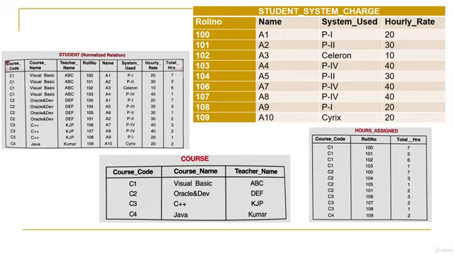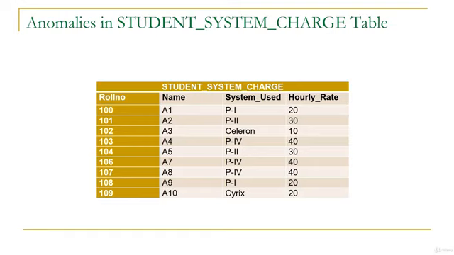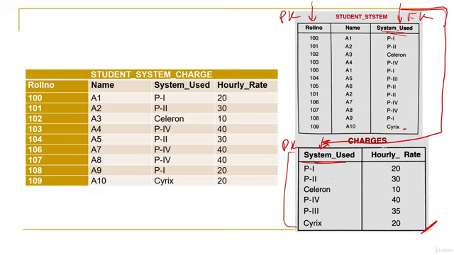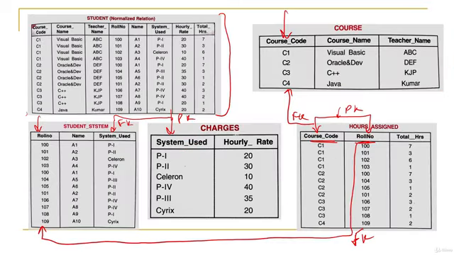Then we further discussed that there are some problems in this table, and in order to solve the problems of this student system charges table, we have to apply third normal form. And when we apply the third normal form, this table is decomposed into two tables, student system and charges. And ultimately, this larger student table is decomposed into four tables: course, student system, charges, and hours assigned, so that there should be no insert, update, and delete anomalies in this table.